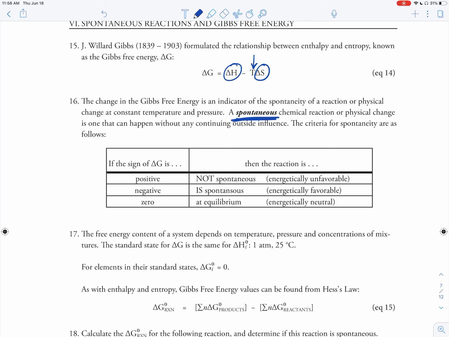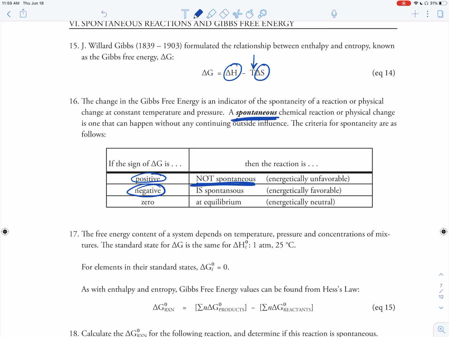The rule of thumb is that if the delta G is positive, it's not spontaneous, which means you would have to do something to make the reaction proceed forward to make a product. You would have to apply some kind of catalyst or change the conditions of the reaction. Sometimes the temperature would be enough in order for that reaction to happen.